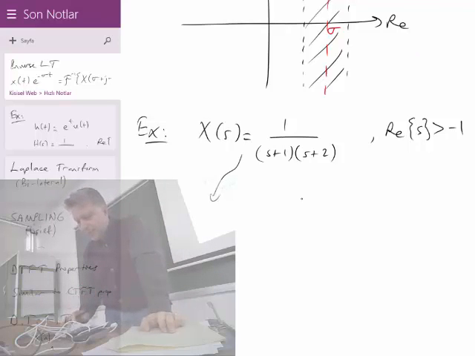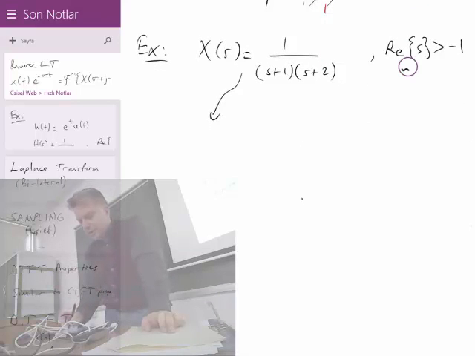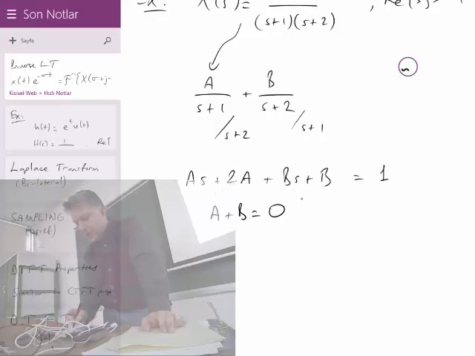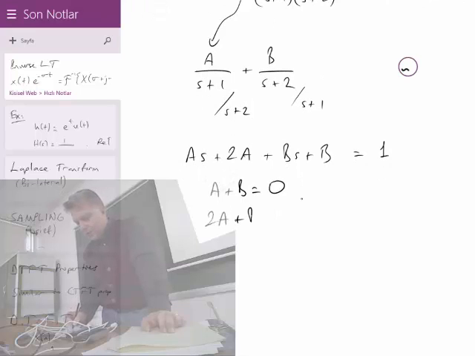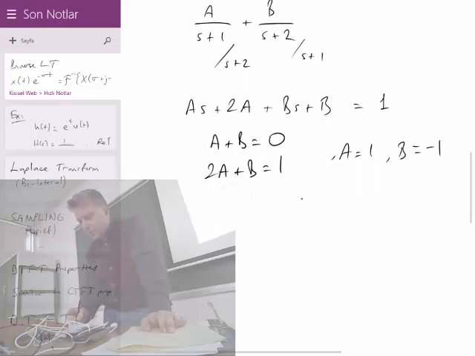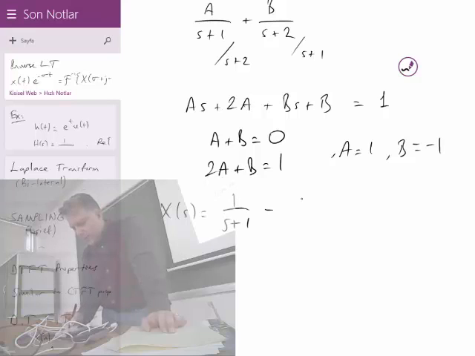Instead, as we did for the Fourier transform, we just try to separate this into two first order systems like this, and we solve for A and B. So how do you do that? You multiply this by s plus 2, this by s plus 1, and you say that As plus 2A plus Bs plus B is equal to 1, which means A plus B is equal to 0, because As plus Bs should give you a 0 s. There's no s. You have two equations coming from there, and 2A plus B is equal to 1, which makes A is 1, B is minus 1. So our X of s is equal to 1 over s plus 1 minus 1 over s plus 2.